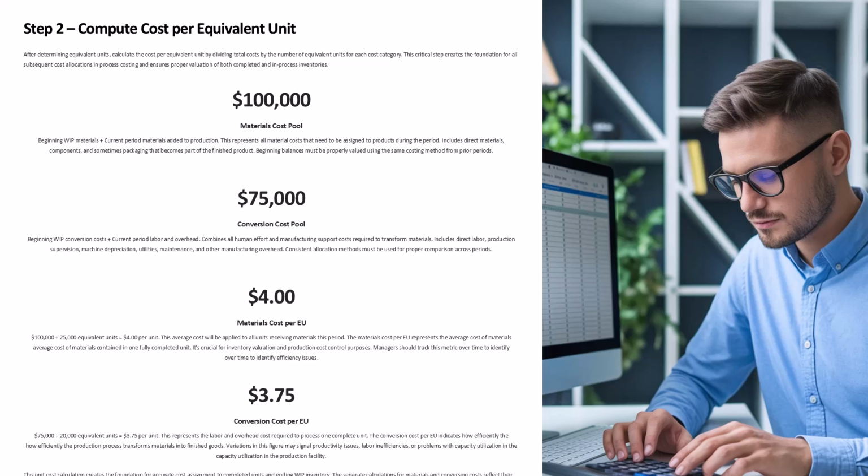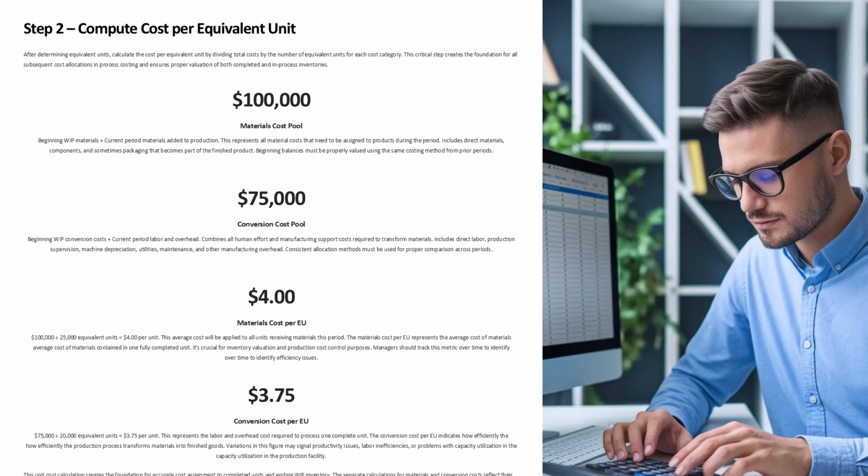We calculate separate costs per unit for materials and conversion costs, reflecting their different equivalent unit bases. Modern manufacturing environments with sophisticated ERP systems like SAP automatically perform these calculations as production data gets entered into the system. To learn accounting, you must do accounting, and computing cost per equivalent unit is the critical second step that creates the multiplication factor we'll use to assign costs to both completed units and ending work in process inventory.